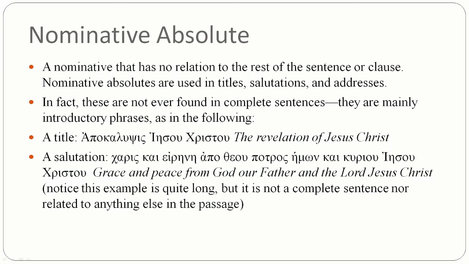The Gospel of Mark. The title of it is actually not the Gospel of Mark. It's the beginning of the Gospel of Jesus Christ. Mark 1:1 gives the title, the beginning of the Gospel of Jesus Christ. That is another example of a nominative absolute. It does not have any bearing on any other part of the sentence. It's just laying it out there, saying this is the title of the work.